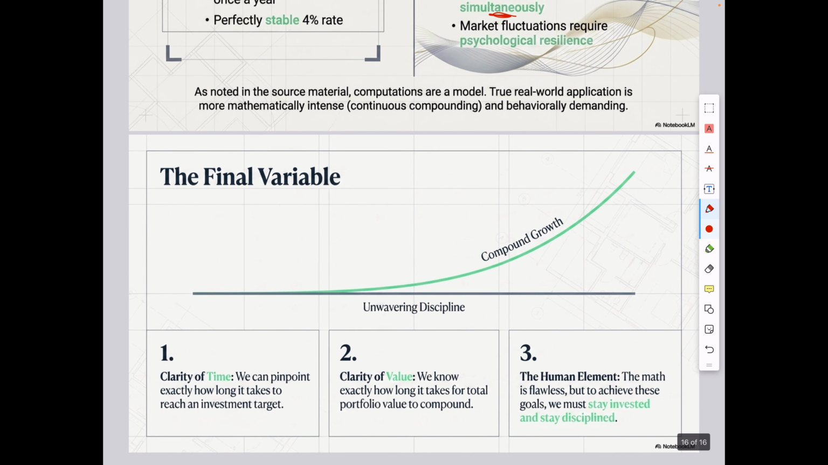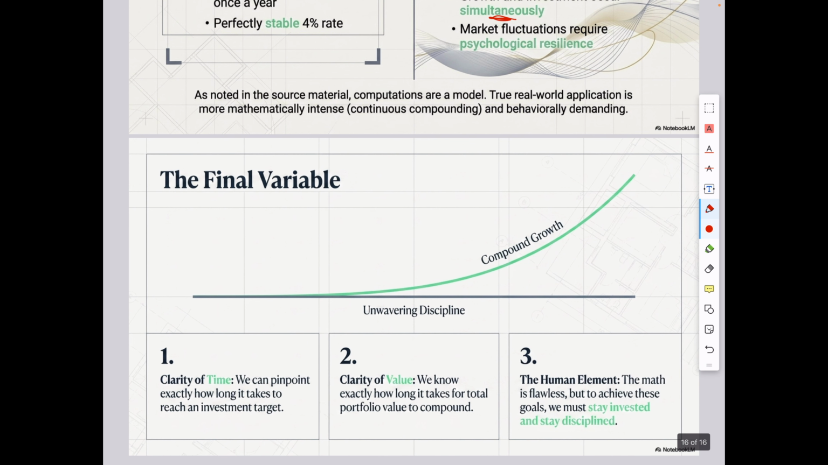So the final point that I want to make is, these two models up till now tell us the clarity of time. It can help you to make good financial planning. You know how much you can afford to put in monthly, and then how much you can increase yearly. It tells you whether it's a possible goal or impossible goal. The clarity of value also tells us exactly how long it takes for my total portfolio to compound to that value that I want.